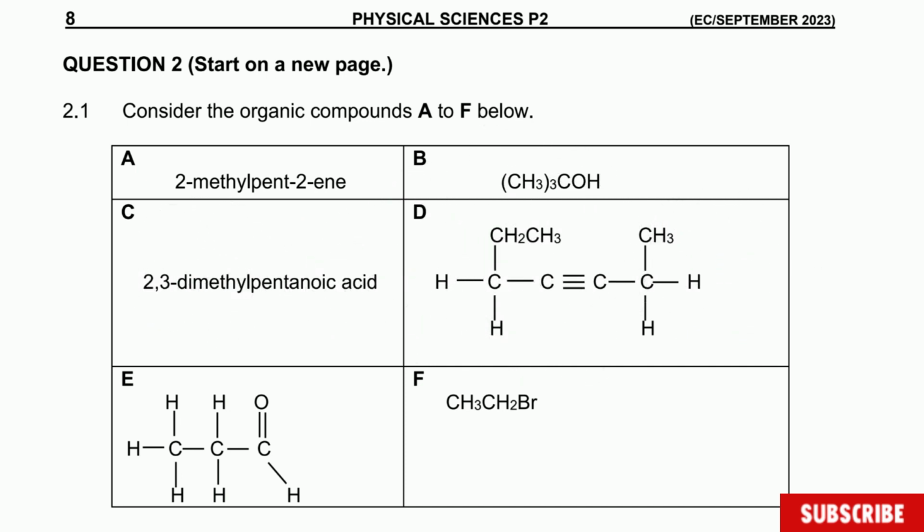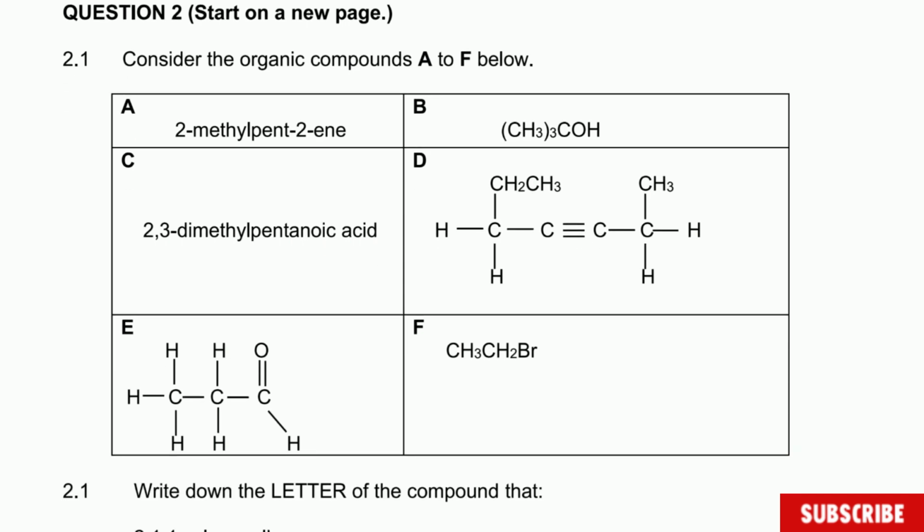This question says, consider the organic compounds A to F below, and in this case there are 6. Before we go on, let's identify the type of compound in each of them. A ends in "ene", so it's an alkene. B has an OH, it will end in "ol", and therefore is an alcohol. Here we have "oic acid". This one is a carboxylic acid.